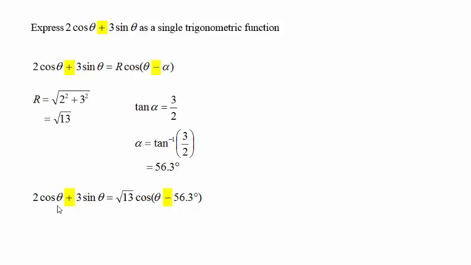Now the expression 2 cosine theta plus 3 sine theta is written into the form square root 13 cosine theta minus 56.3 degrees. Now notice the cosine in front, then the R formula will be cosine. If there's a plus sign here, it will be a negative sign inside the R formula.